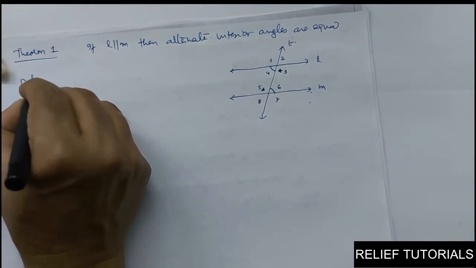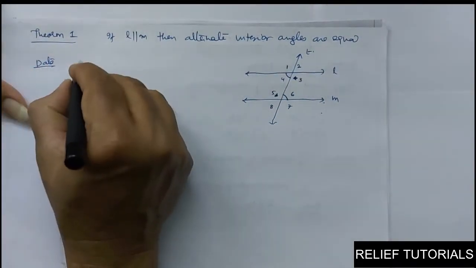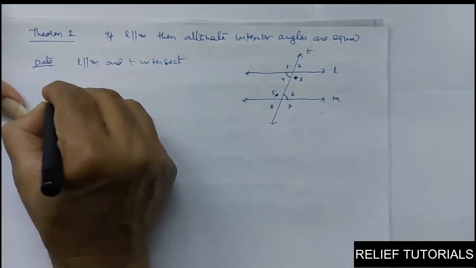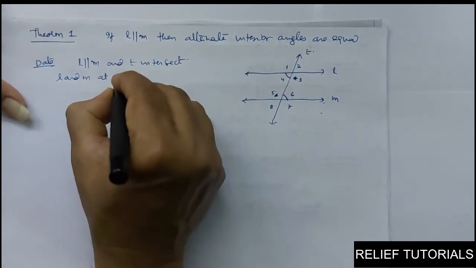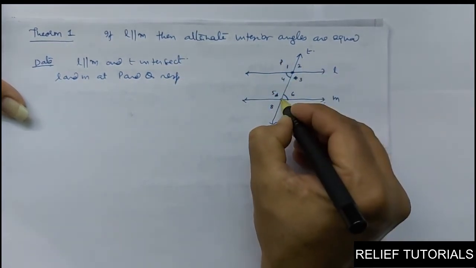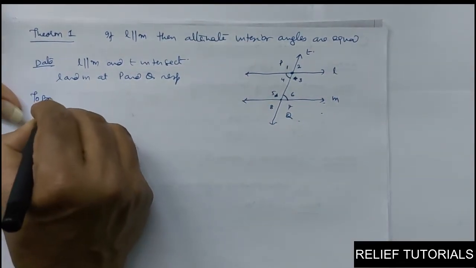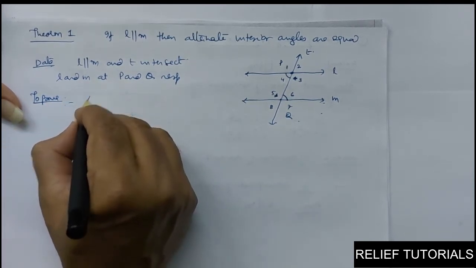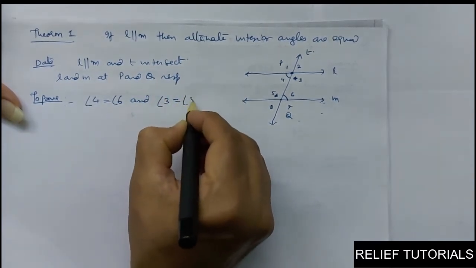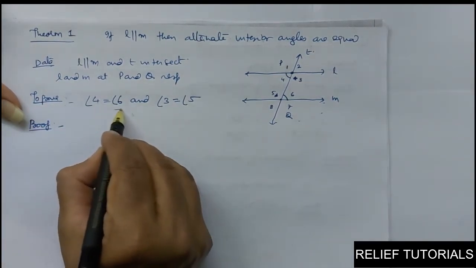First we will write the data. What is the data? L is parallel to M and T intersects L and M at P and Q respectively. Here we will take this as point P and this as point Q. To prove, what do you have to prove? You have to prove that alternate angles are equal. So angle 4 is equal to angle 6 and angle 3 is equal to angle 5. This we have to prove. Now the proof. See, very simple proof. First we will prove 4 is equal to 6.